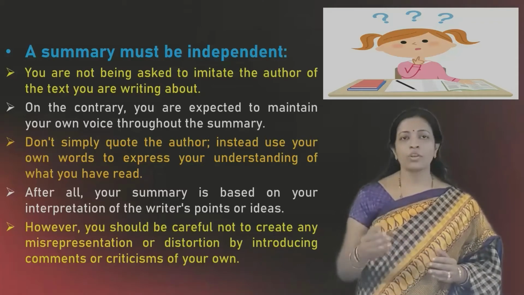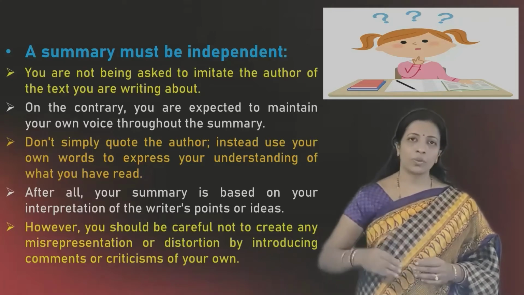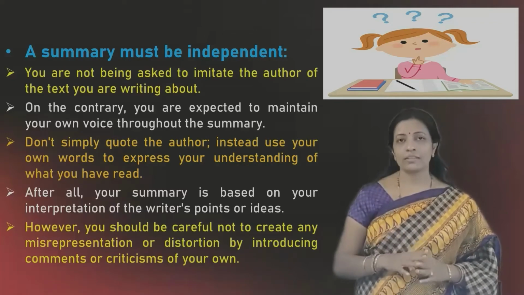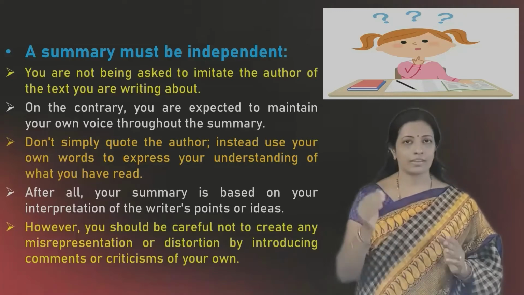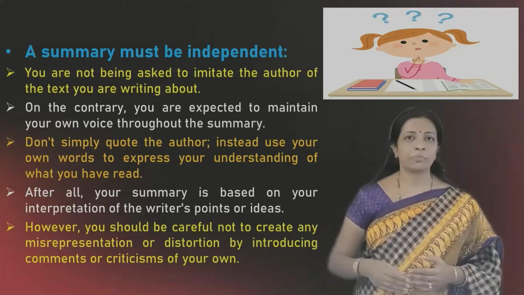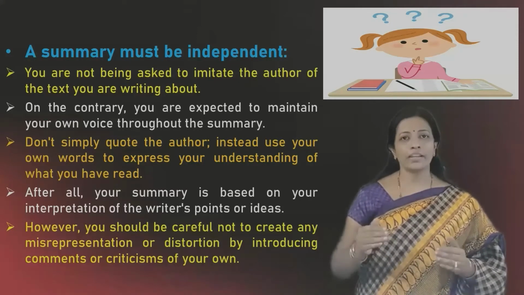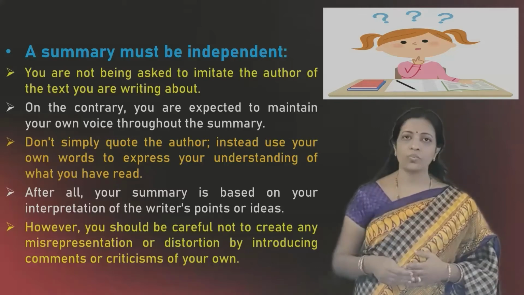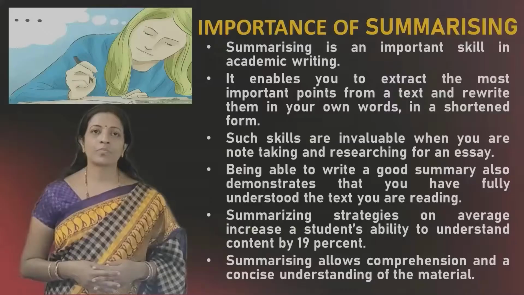So, what we have noticed or seen till now is that whenever you write the summary, it has to be comprehensive, that is, it should cover all the points. It has to be concise, that is, it should be short and to the point, be coherent, which means that it should be clearly understandable, and it should be independent. That is, it should be written in your own words without being a copy of the original text.